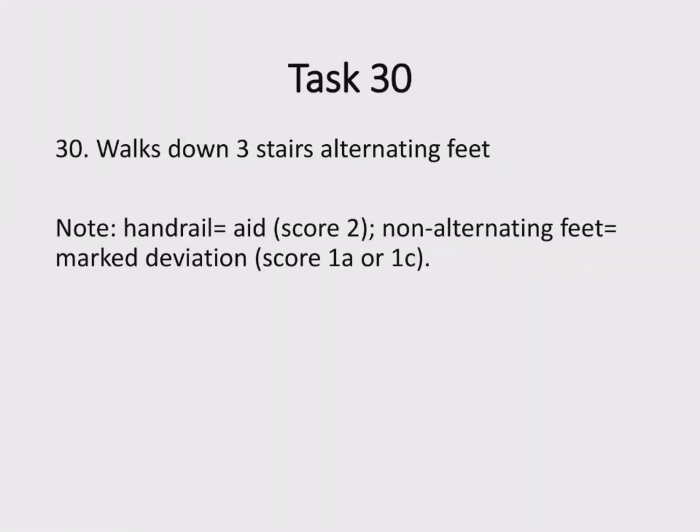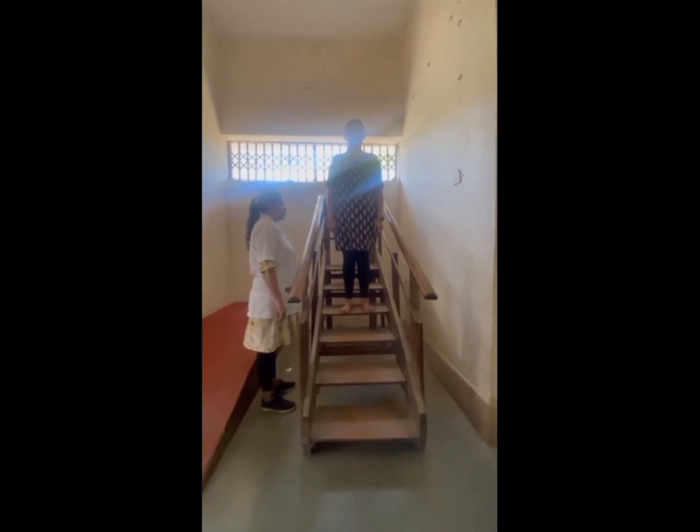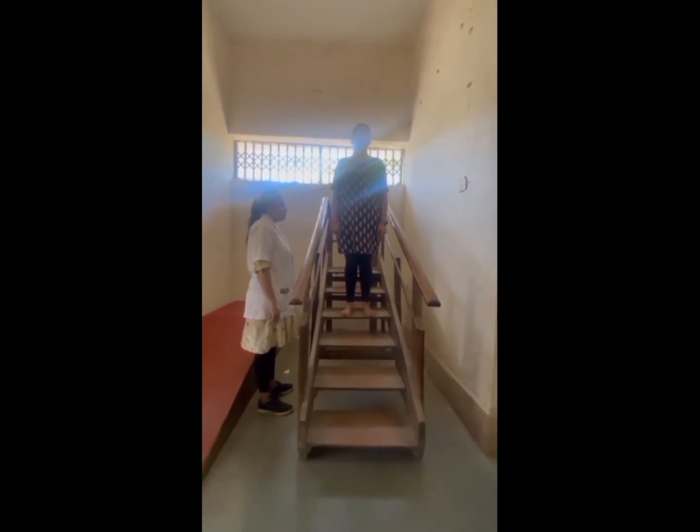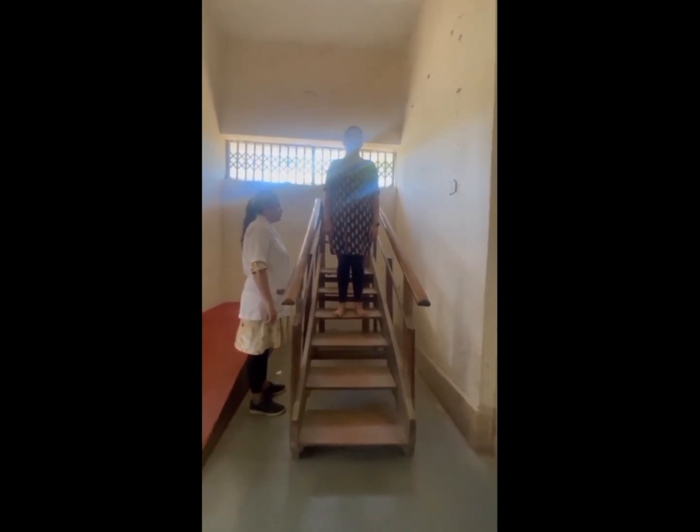Task 30. Walks down 3 stairs alternating feet. Note, if handrail is used, then given score is 2. If patient is unable to place alternate foot, then it is equal to mark deviation and score 1A or 1C is given. Ask patient to please walk down 3 stairs and place only one foot at a time on each step if you can.